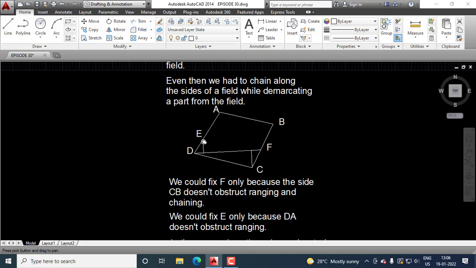We could fix E only if we can range this line from D to A. It doesn't matter if we cannot tape this line, if we cannot chain this line. Measuring DE was unnecessary, but keeping E in line with DA was necessary. Therefore, rangeability of this line was necessary. We took it for granted that this line was rangeable. We took it for granted that CB was rangeable and chainable.